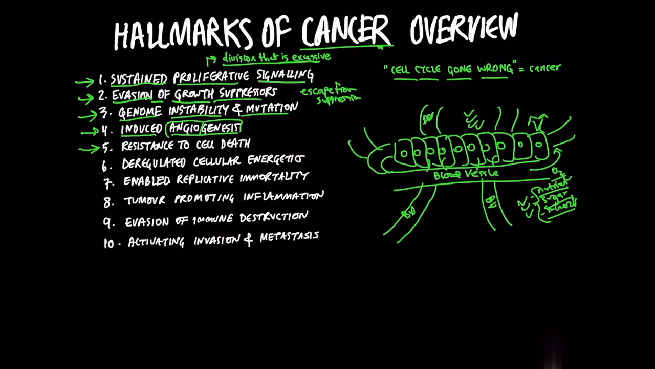So hallmark 5 is resistance to cell death. In a cell, there are many different signaling pathways, from here to here to here, right? It's complex signaling networks that exist, and some of these networks are involved in the death of the cell.